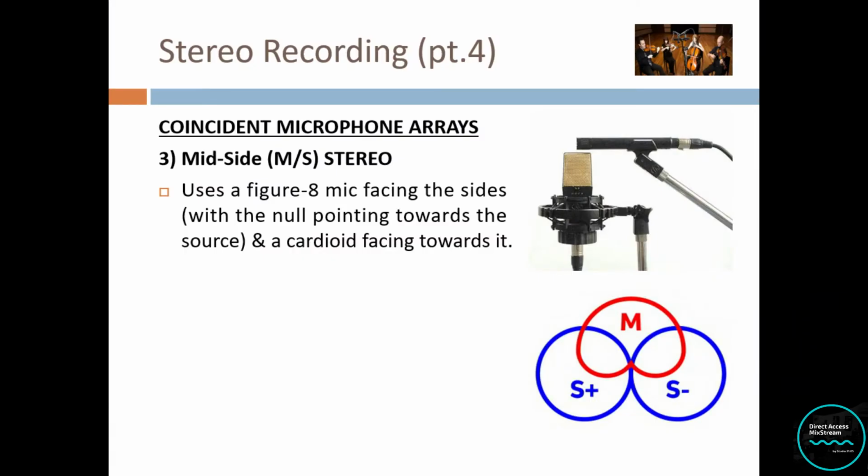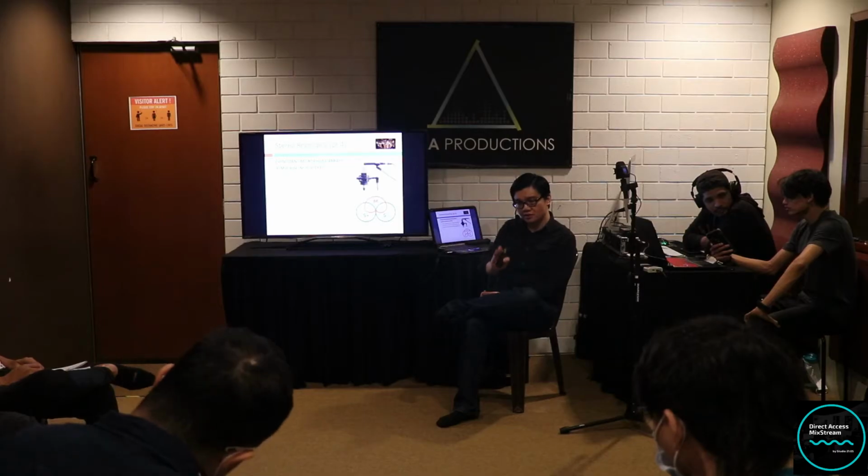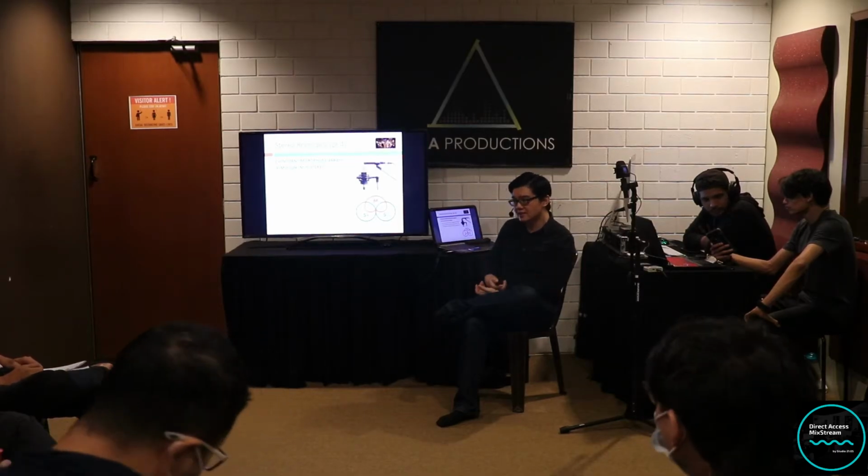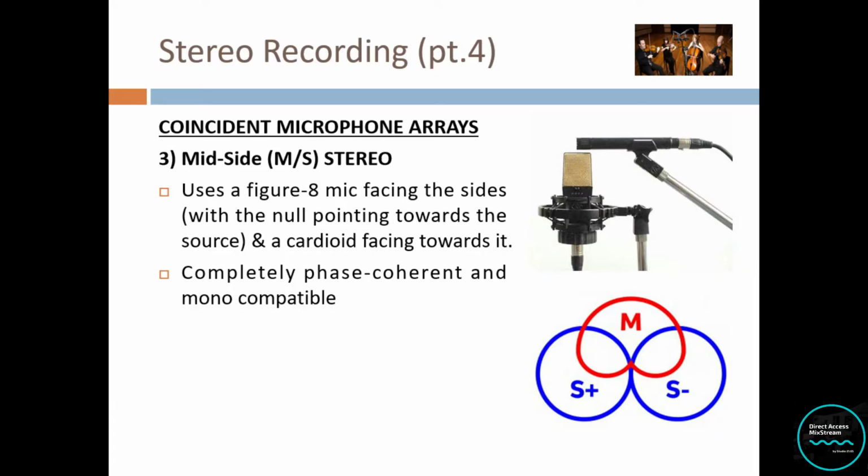Firstly, there's a figure of 8 microphone, in this case the AKG C414 in the middle here. As you can see, it's facing sideways. So this faces the sides, with the null point, the dead side of the figure of 8, pointing towards the source. So this is capturing the sides. You combine with it a cardioid pattern that faces the source. It's 2 microphones: one cardioid pointed towards the source and a figure of 8 pointing towards the sides. MS is completely phase coherent and mono-compatible.